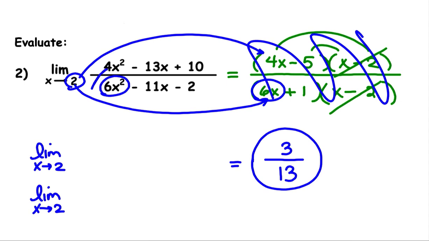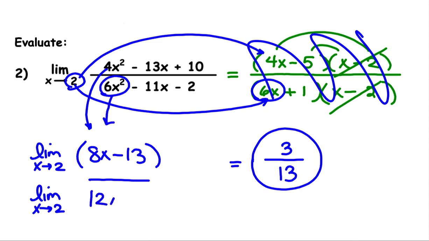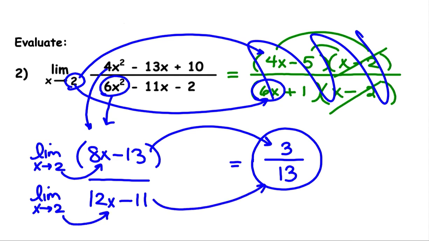So anyway, we take the derivative here, and we get 8x minus 13. You take the derivative of the denominator, you get 12x minus 11. Now when you plug the 2 in, you get 16 minus 13, that's your 3. You plug the 2 in, you get 24 minus 11, that's your 13. No factoring, same correct answer, done. But again, you can start to see the power of derivatives behind the scenes. Besides, who likes to factor trinomials anyway?